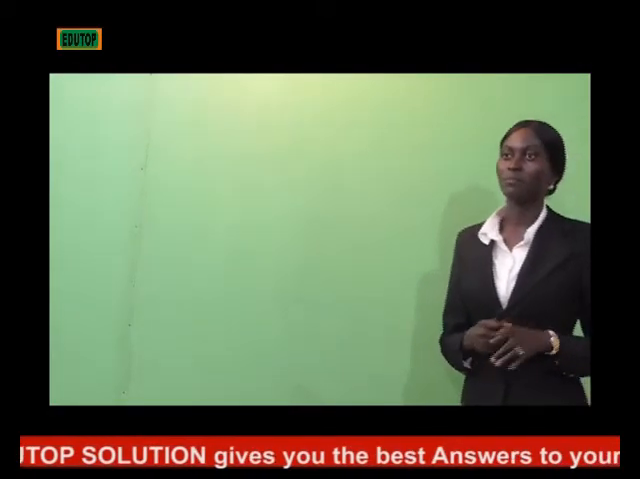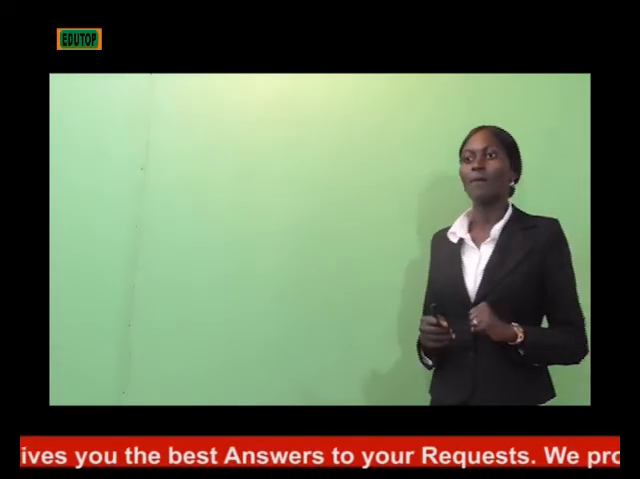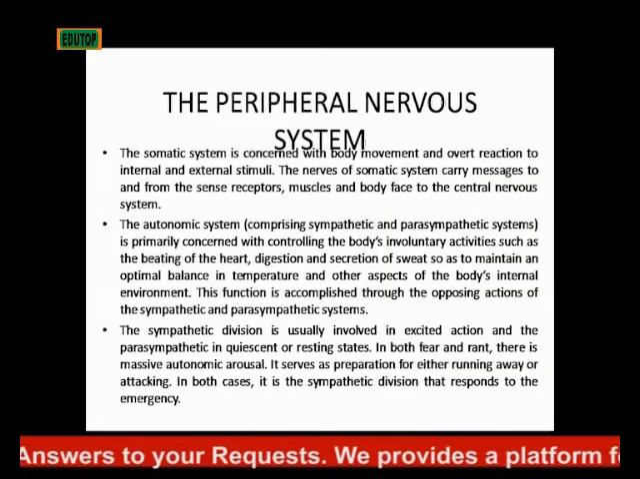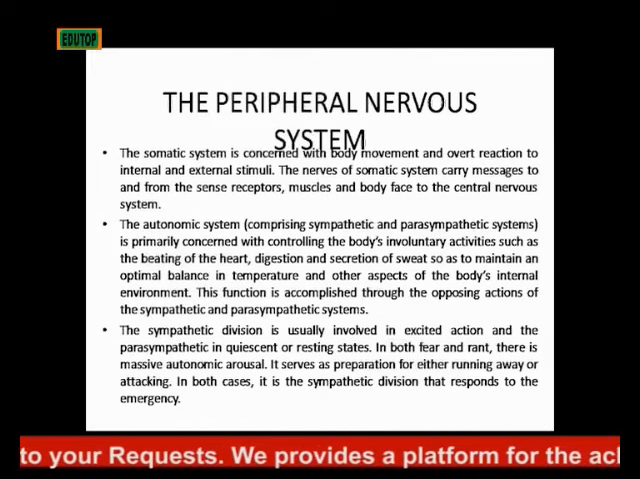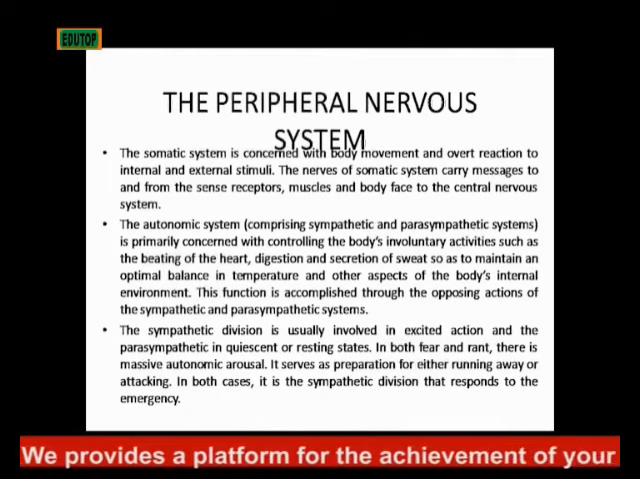Now, we're talking about the peripheral nervous system. And I said it consists of the somatic system and the autonomic system. The somatic system is concerned with body movements and overt reaction to internal and external stimuli.